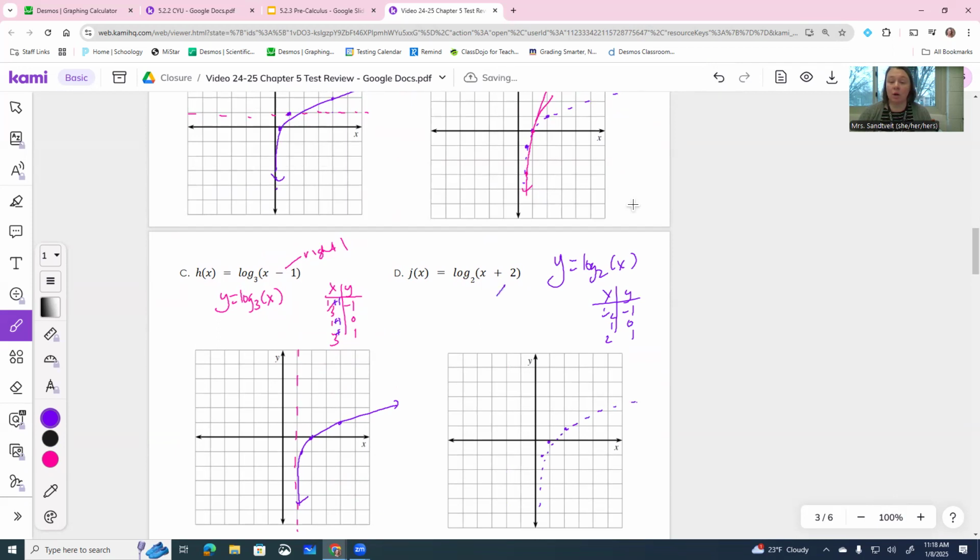Everything, though, has to go left 2. So that means I would take these 3 points and they would go to the left 2. This would go to the left 2. This would go to the left 2. I really still like to draw in the asymptote, the fact that this is moved to the left 2. It's going to help me when I graph my function to make sure that I don't cross where an asymptote is. So I do recommend drawing that even if you're going to do it differently.